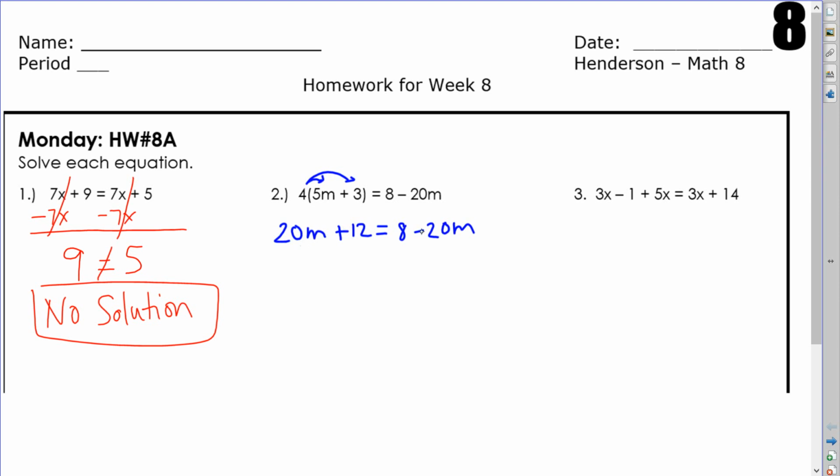Again, I have variables on both sides, and it doesn't matter which one I choose the inverse of, but it would be different this time. The inverse of this is minus 20m. The inverse of that is plus 20m. So you can pick either one. I'm going to choose to do the inverse of the right side so that my variable remains positive.